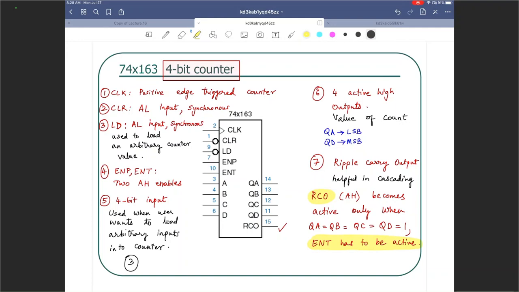Yes, with respect to ENP and ENT, it is just with respect to the RCO that they are different. You got it. Yes, ENT being active indicates that there is a carry, which means that I have completed one full cycle when I was counting. So RCO becomes active. It means two things. One is the counter outputs are at 1 1 1 1, and also ENT is active right now.